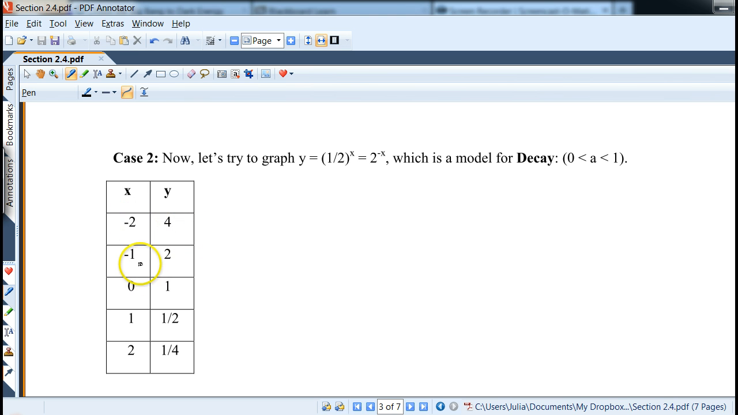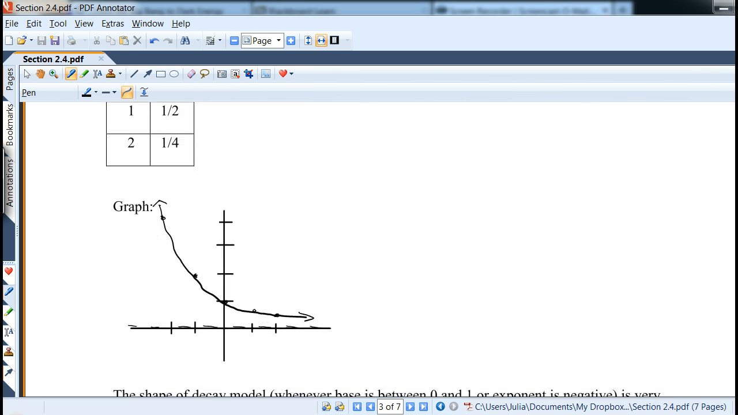Becomes 4. 1/2 to the negative 1 is actually 2. 1/2 to the 0 power is 1, and then 1/2, and 1/2 squared is 1/4, and so on. So how does the graph look? Well, it looks like it's decreasing, so the opposite situation is happening.